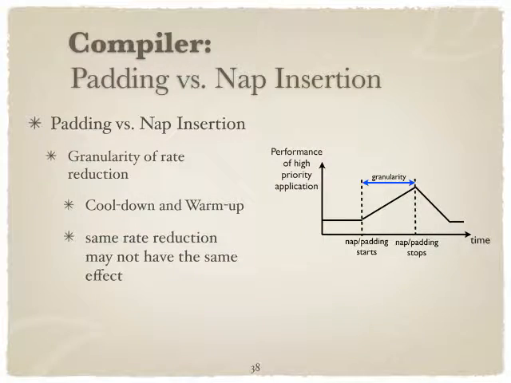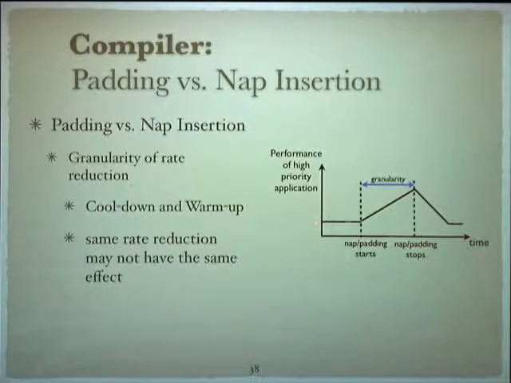So let me illustrate this one. If you think about the performance of a high priority application, let's say it starts out really low because of the other applications generating interference. And the napping and padding starts here. We start to slow down the low priority application. In this case, the high priority application's performance only gradually picks up, instead of jumping up to the optimal performance. That's because when you just start napping and padding, there are still memory requests coming from the low priority applications still getting served in the system. So it takes a while to cool down those memory requests. It also takes a while to warm up the cache for the high priority application for it to pick up the performance.